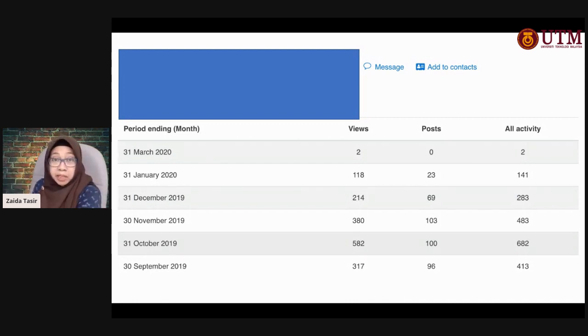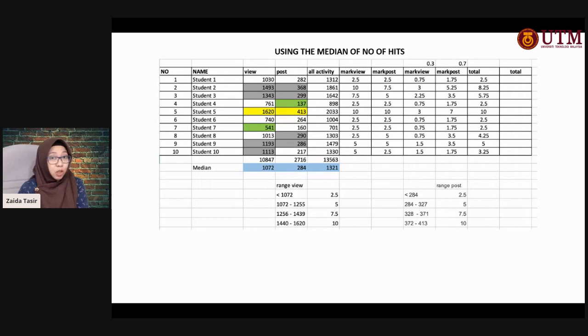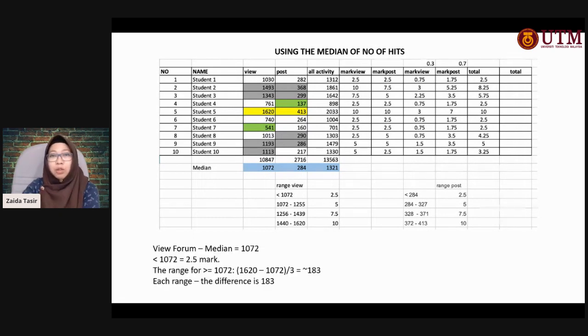So what I did is copy these statistics, these numbers, and paste them into Microsoft Excel. As with the method that I used before, I identify the highest total of hits and also the lowest total of hits of view forum and post forum. But this time around, I'm not going to use the average of the total hits. I'm going to use the median.